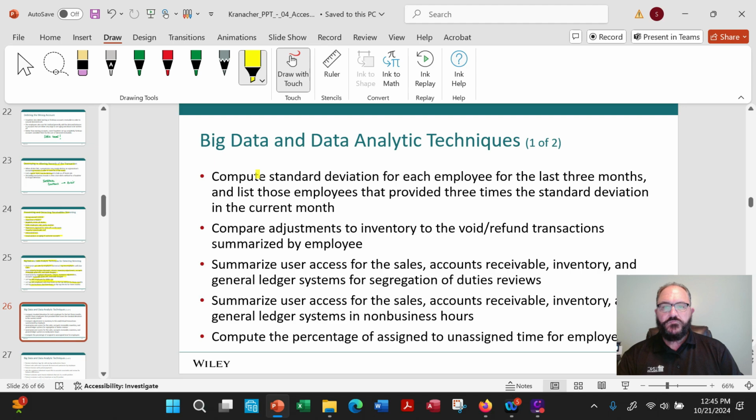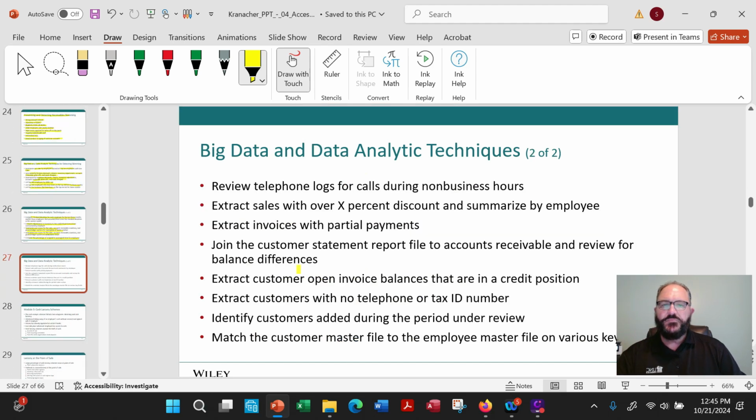Okay, standard deviation for each employee. Adjustments to inventory by each employee. User transactions, summaries, segregation of duty reviews, user access for sales, accounts receivable, percentage of assigned to unassigned time for employees. Again, look at all these things, we're looking for little outliers. Okay. Telephone logs during non-business hours. Percent discounts summarized by employees.